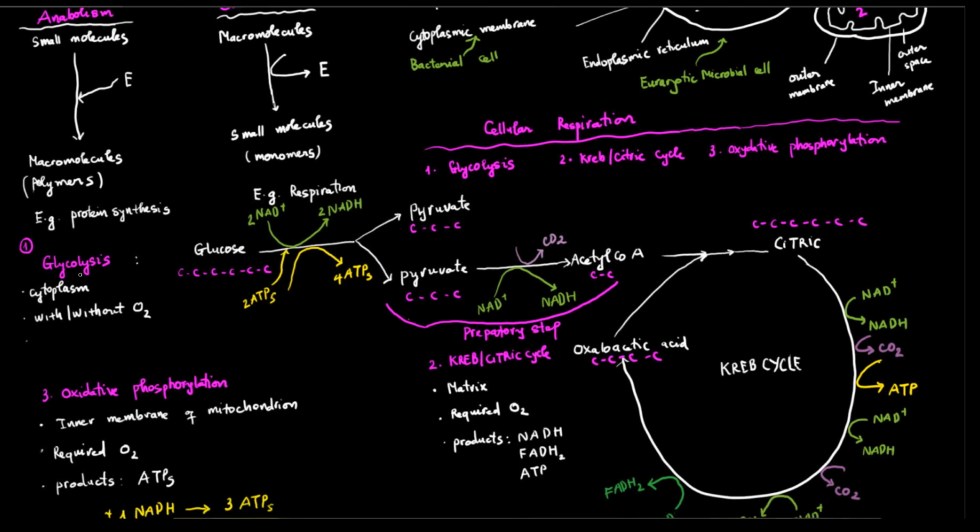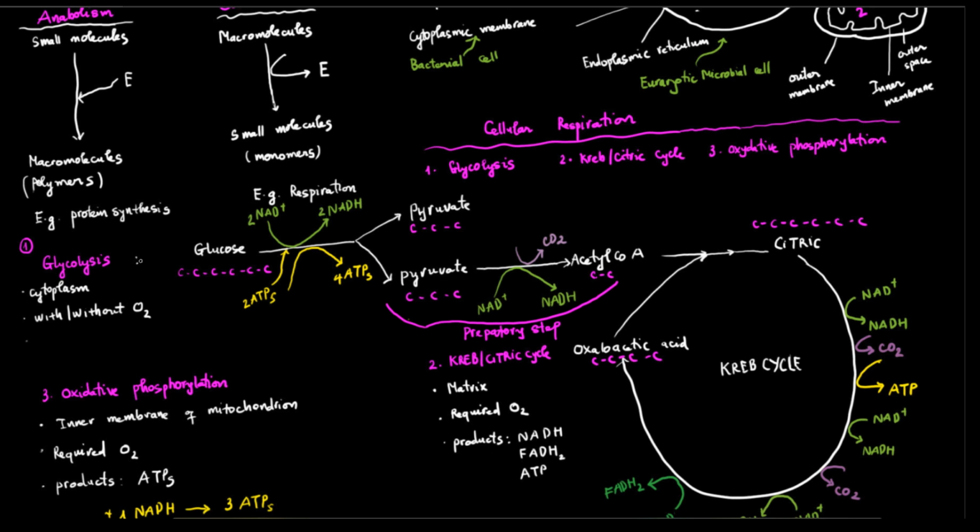So glycolysis can occur with or without oxygen. What exactly happens is that glucose, a 6-carbon atom molecule, is split into two pyruvate molecules. Each pyruvate consists of 3 carbon atoms. These reactions require 2 molecules of ATP, but at the end they also generate 4 molecules of ATP. In these reactions, 2 molecules of NAD+ get reduced into 2 molecules of NADH.